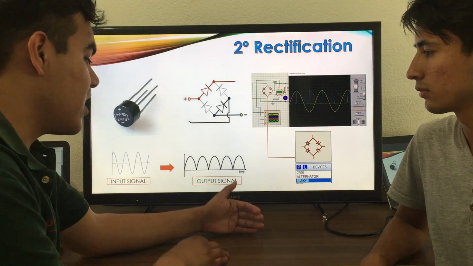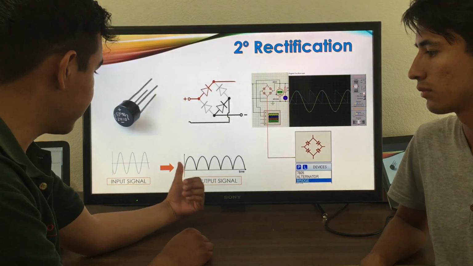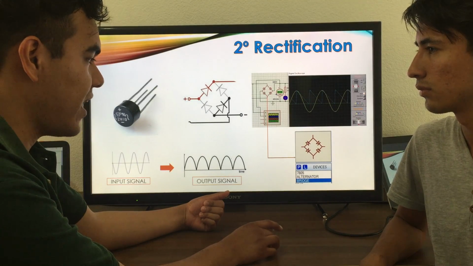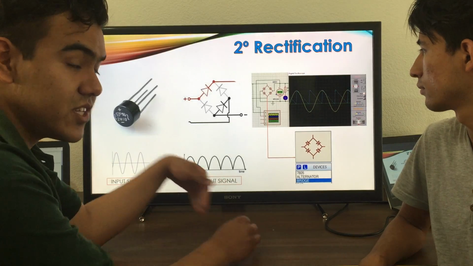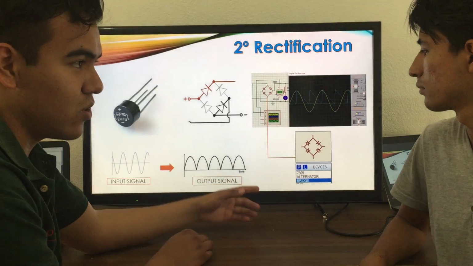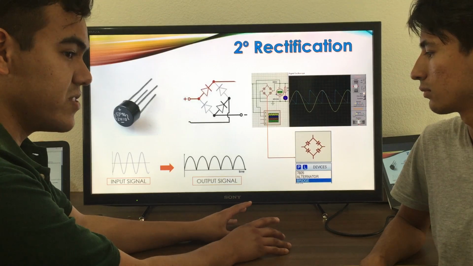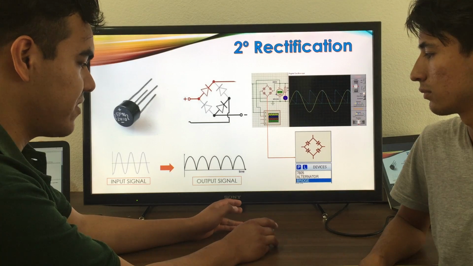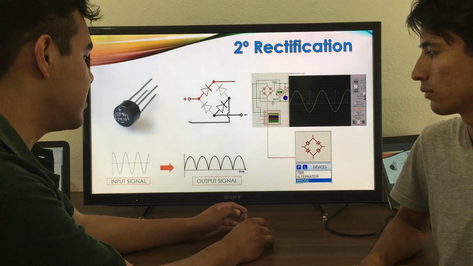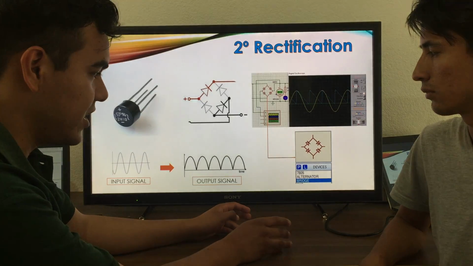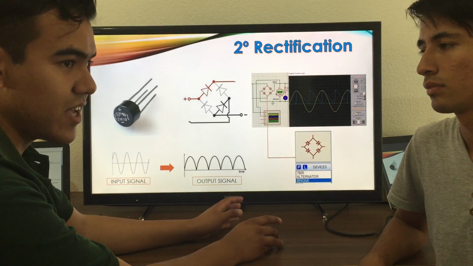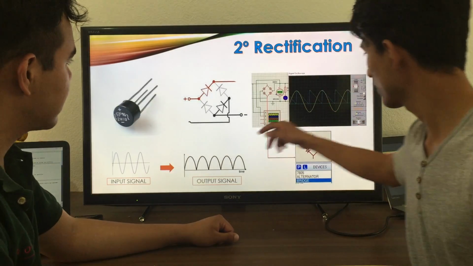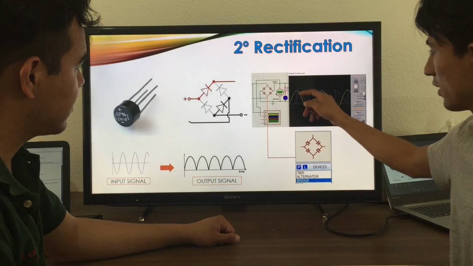This is how it functions. At the moment the voltage is positive, the two diodes connected in direct sense lead the input voltage to the output. At the moment the voltage is negative, the other diodes connected in reverse lead the voltage, so the output voltage is positive. And in the oscilloscope, we can see the input signal in yellow and the output signal in blue.